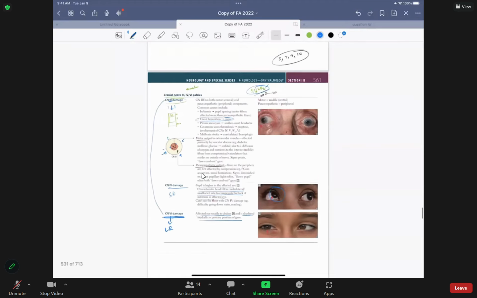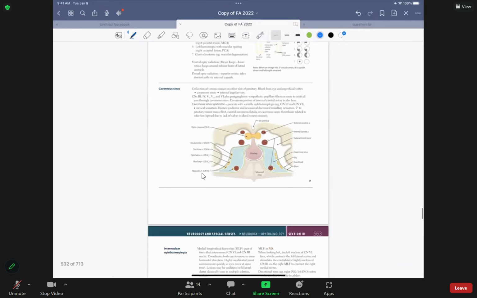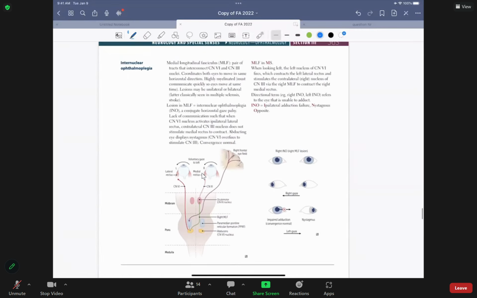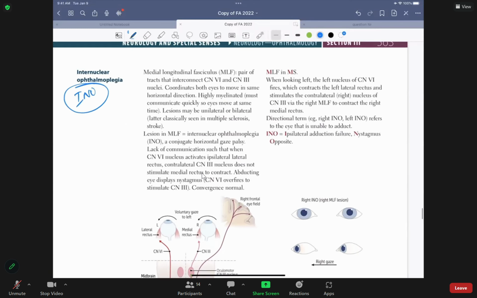Now there is something else we need to talk about. Intranuclear ophthalmoplegia, INO. Where did we come across this word? We came across this in multiple sclerosis, right? Intranuclear ophthalmoplegia. Now, this is super important to understand.